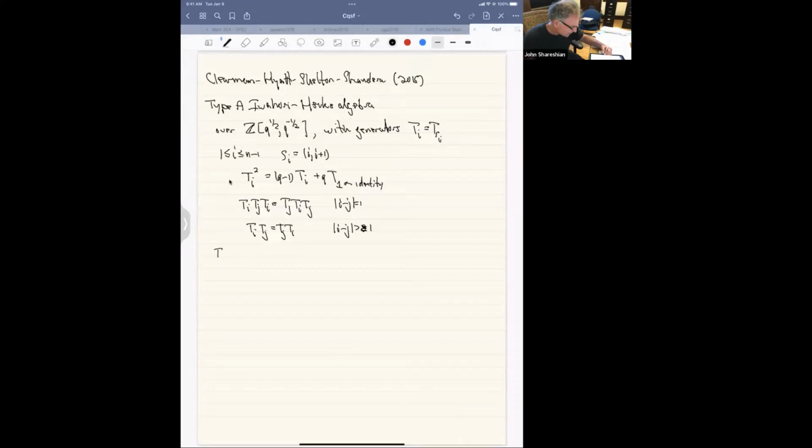And the next observation, this is all well known and can be found in many places in the literature. Say we take a reduced word, s_{i_1} through s_{i_l}, a reduced word.